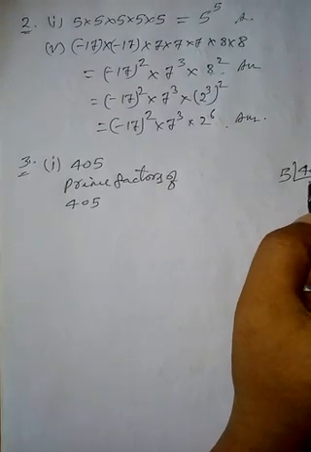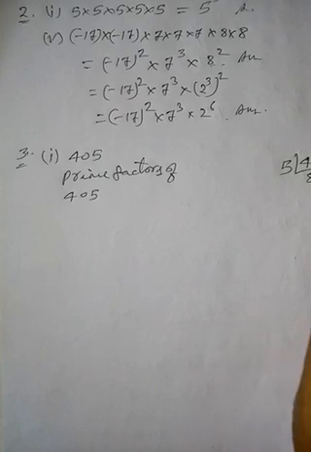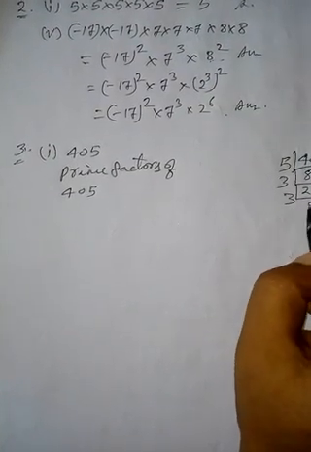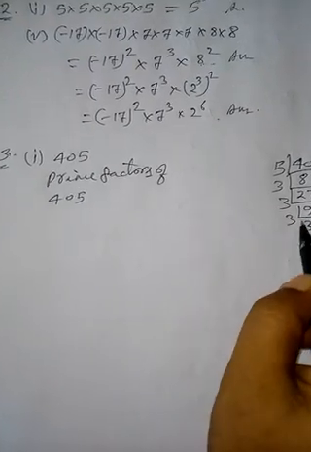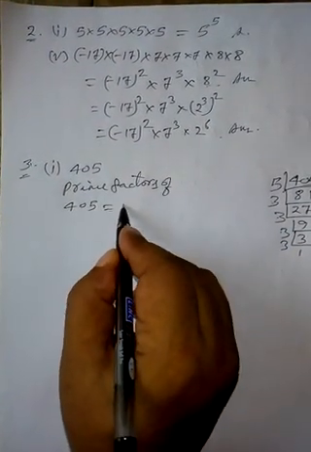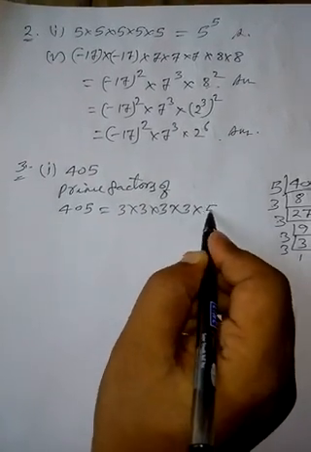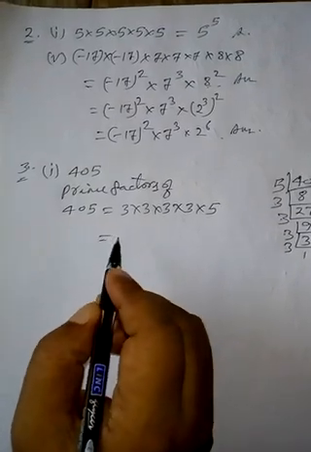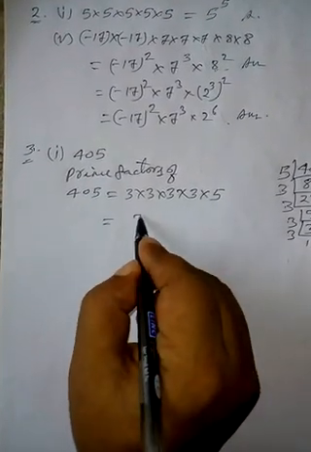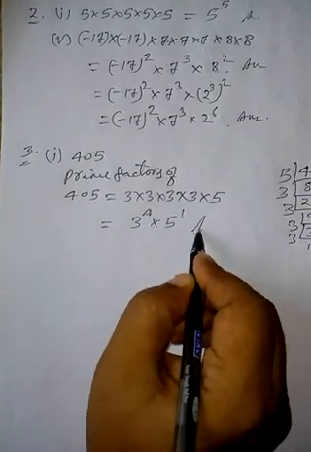5 8s are 40, 5 1s are 5. Now it is divisible by 3, so we divide with 3. 3 2s are 6, 3 3s are 9, 3 3s are 9, 3 3s are 9, and 3 1s are 3. So 1, 2, 3, 4 times 3. 3 into 3 into 3 into 3 into 5, 1 time. So 3 raised to the power 4 into 5 raised to the power 1. So this is your answer.